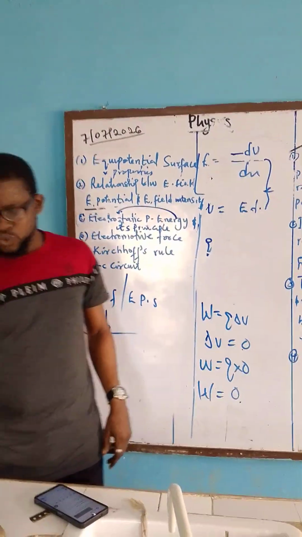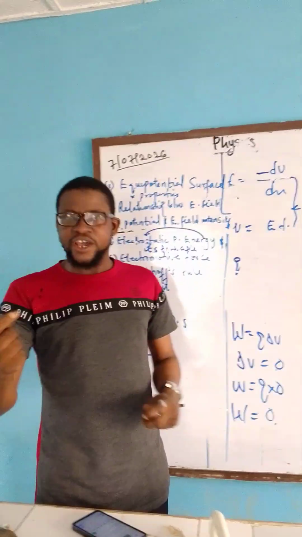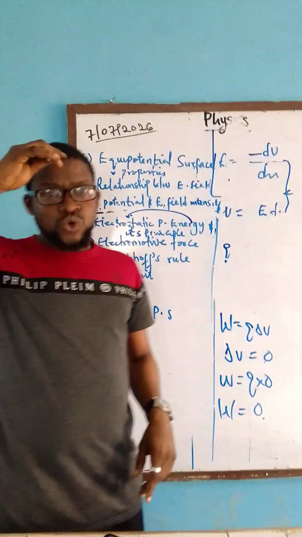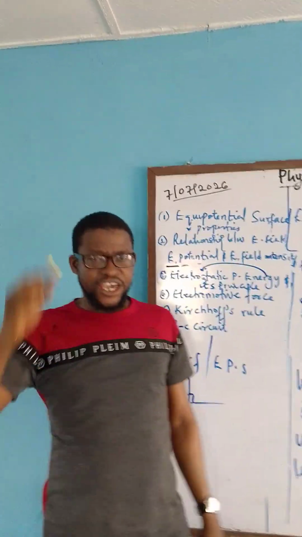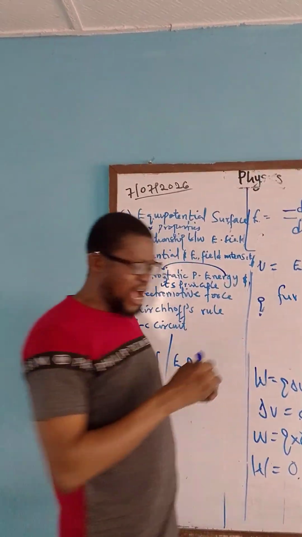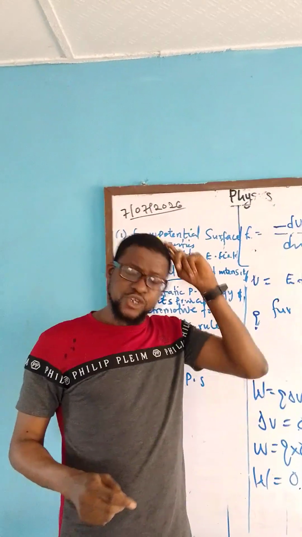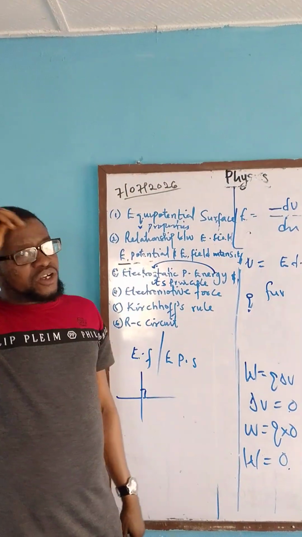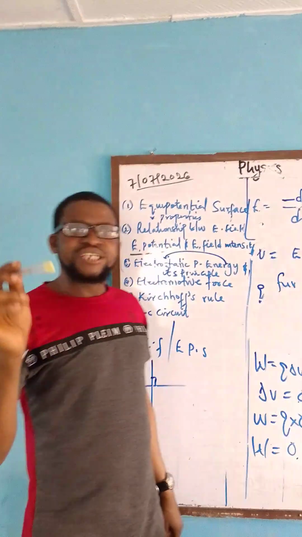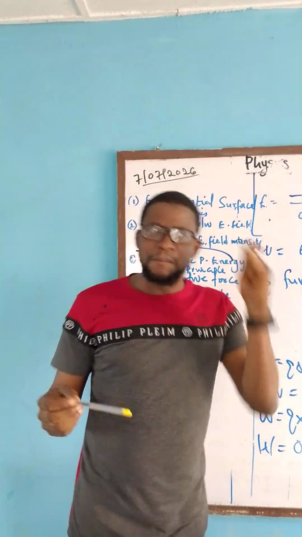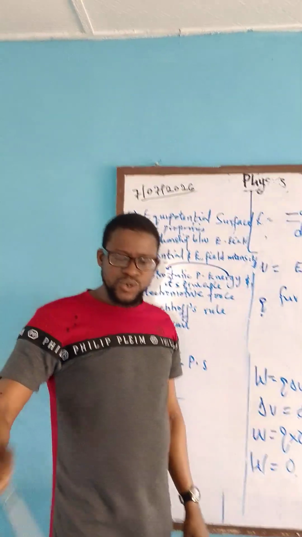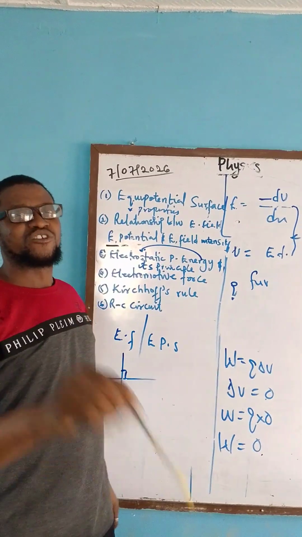Let me give you a very good example. When you take the barrel of your biro, and then you rub it vigorously with your hair, you can try the practical yourself after watching the video. And then you hold that biro near a very small piece of paper. Very small. You can see that the biro will attract the piece of paper.